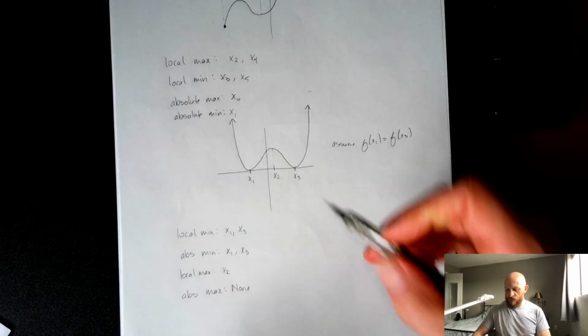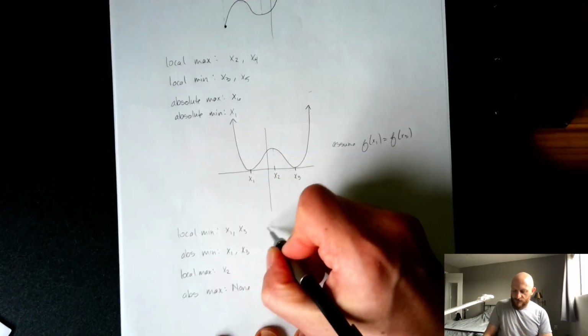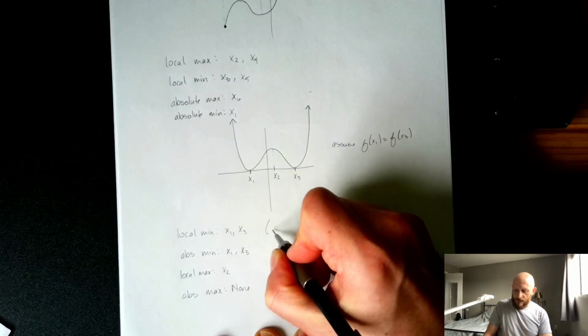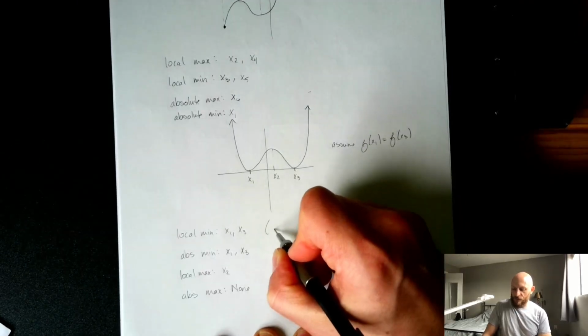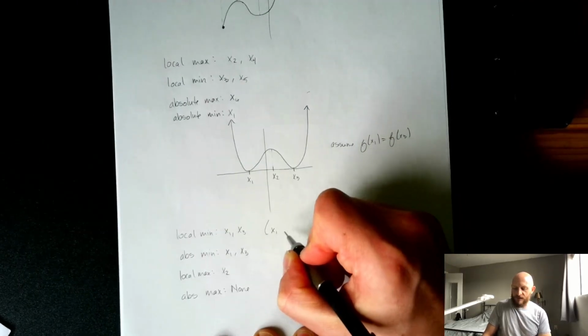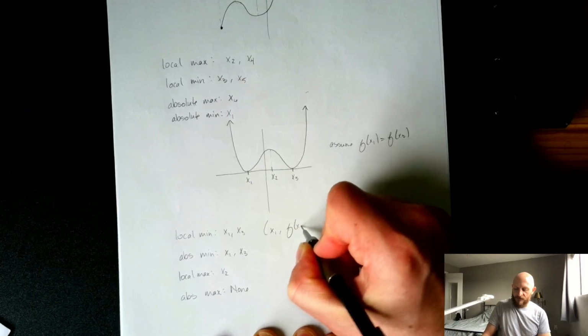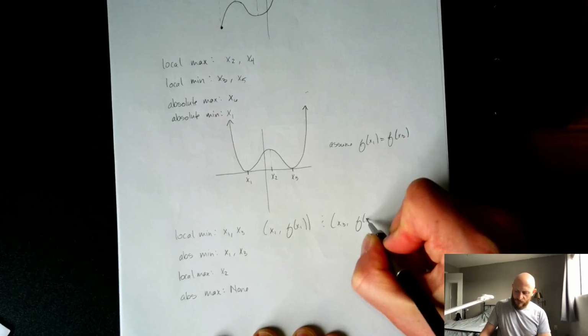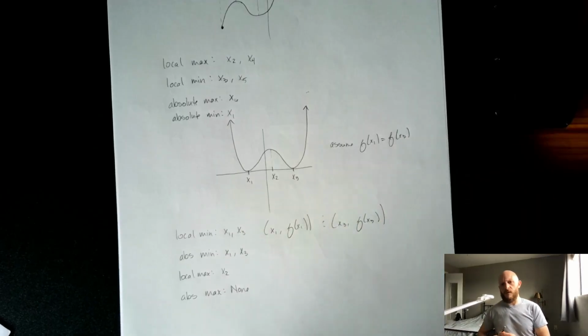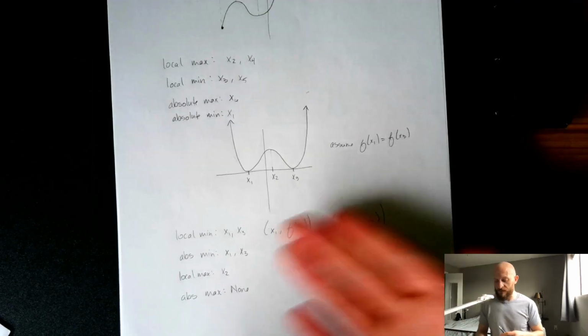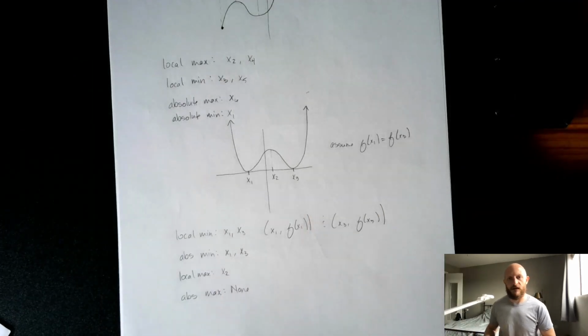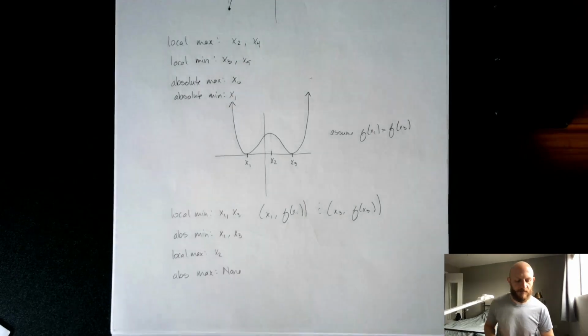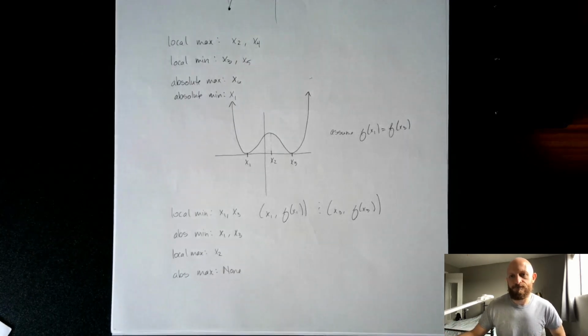Cool, and if we had actual values, we could say where the minimums and maximums are occurring. It's probably a better way to do that. So it would be at x1, f of x1 and x3, f of x3. That's where the local minimums, in this case, are occurring. So that gives both the x and y coordinates of the minimums and maximums. All right, so that's local and absolute extrema. If you have any questions at all, let me know.